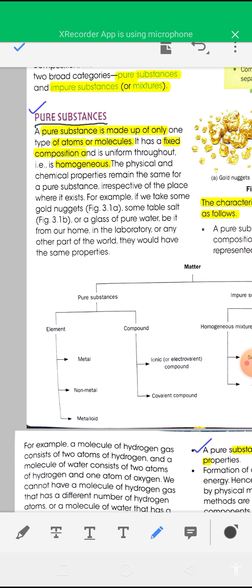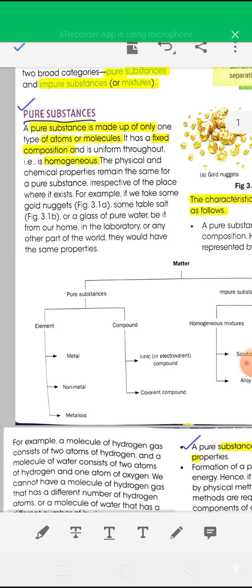Pure substances. A pure substance is made up of only one type of atom or molecules, and it has a fixed composition and is uniform throughout. That is, it is homogeneous in nature. Examples of pure substances are gold, iron, oxygen, hydrogen.